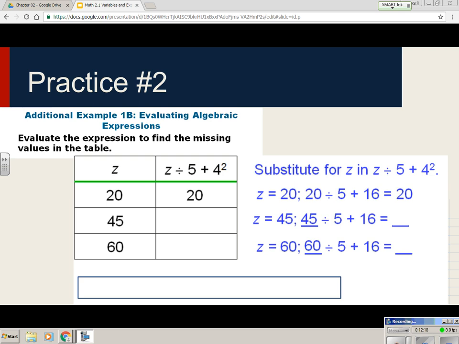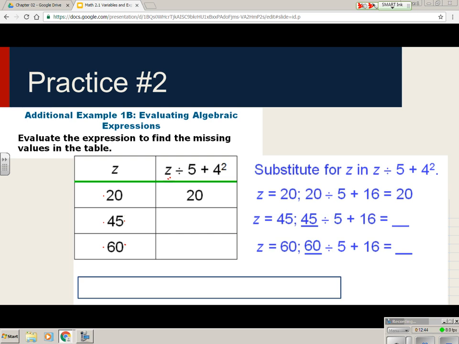Okay, let's do another one. This one's a little trickier because you have to do a couple steps. You're still going to have to use order of operations. It doesn't disappear. So in this scenario, to evaluate the expression, we have to find out that the variable z, we already have values, 20, 45, and 60. So all you then have to do is plug that 20 into z, 45 into z, 60 into z, and see what you get.